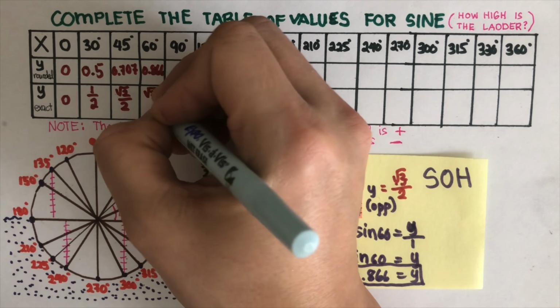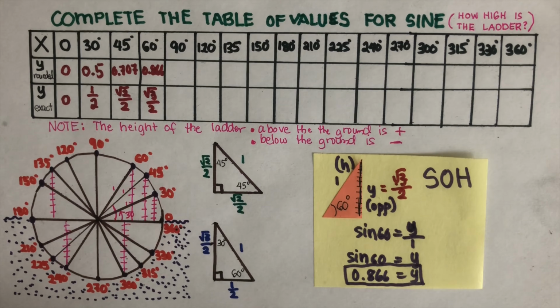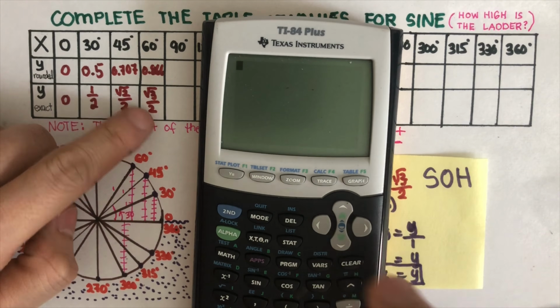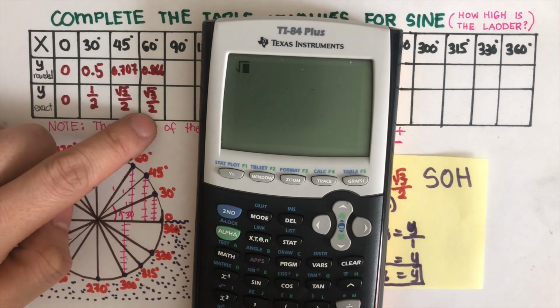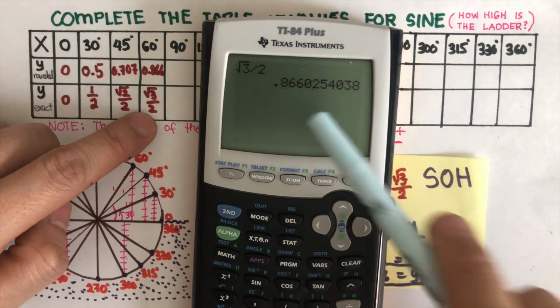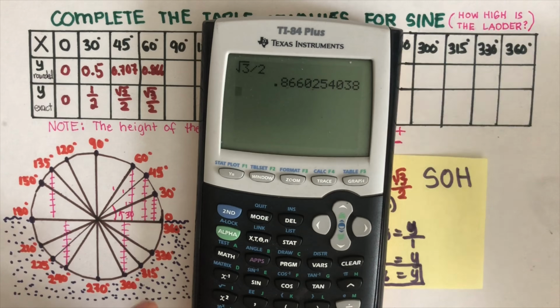Square root of 3 over 2. So what we do is we put that into the calculator over here. So the square root of 3 divided by 2 is 0.866. And that's the value right there.